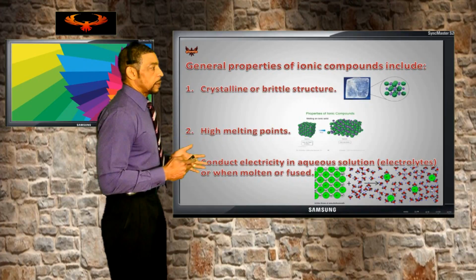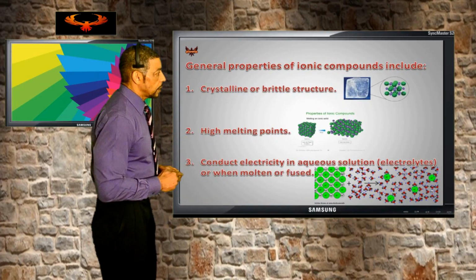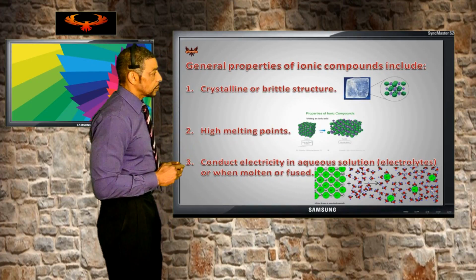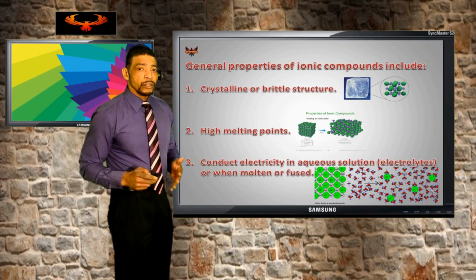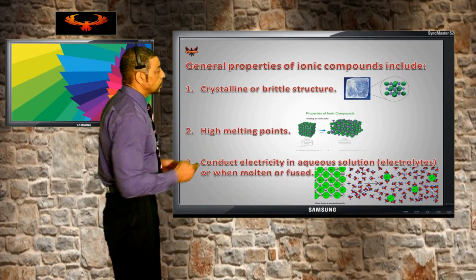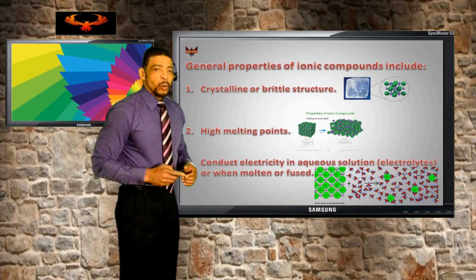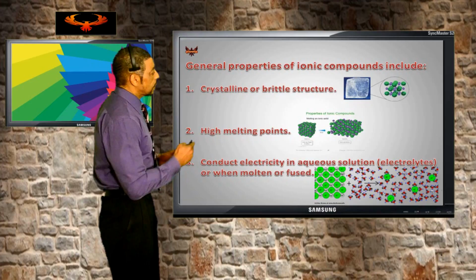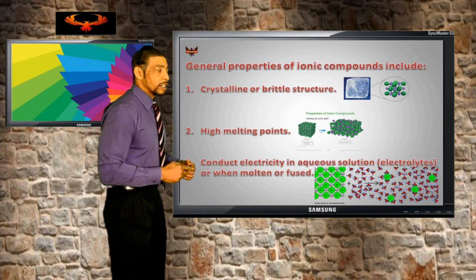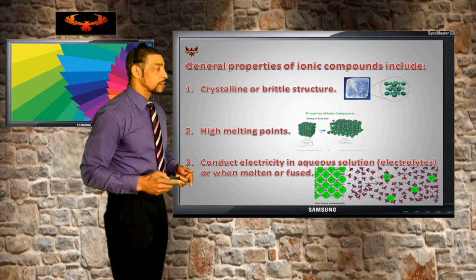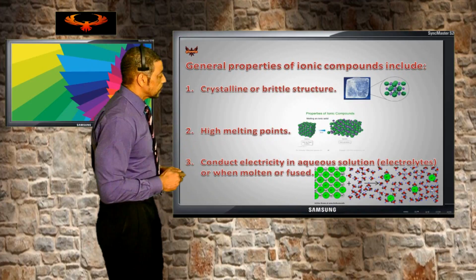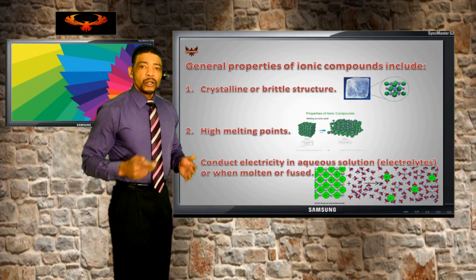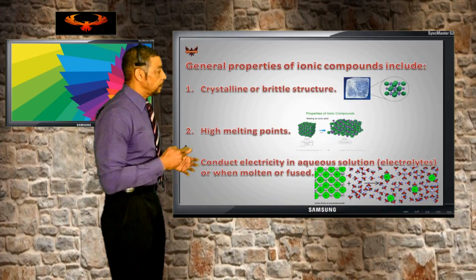The general properties of ionic compounds include a crystalline brittle structure. These compounds will also possess high melting points, and when dissolved in water or in aqueous solutions, these compounds will also conduct electricity, which makes them electrolytes. They will also conduct electricity when melted, which is also called molten or fused.